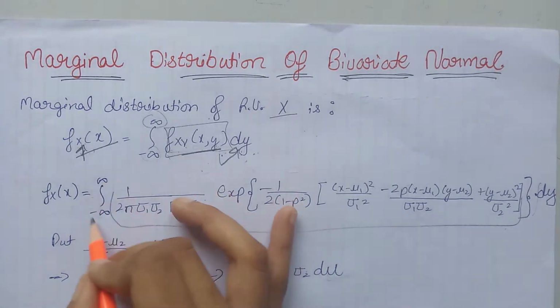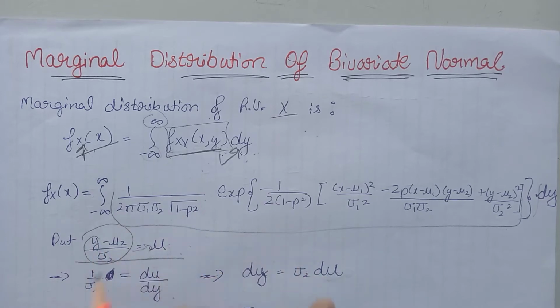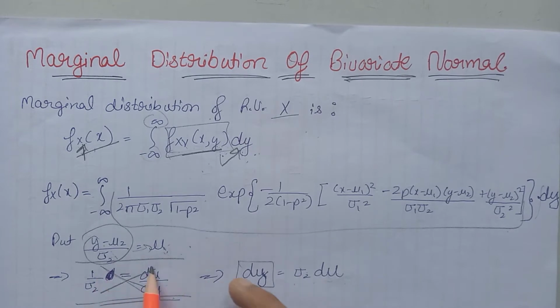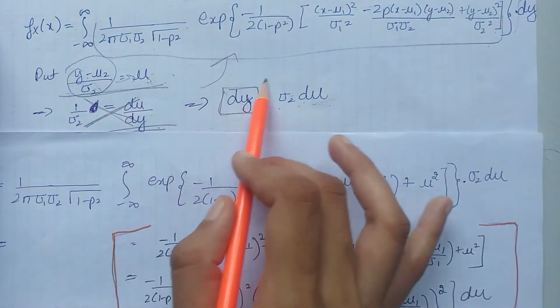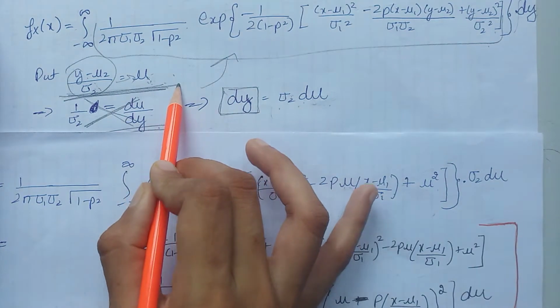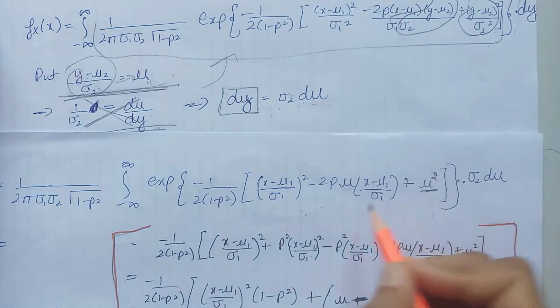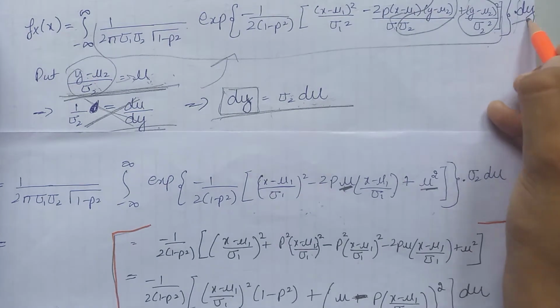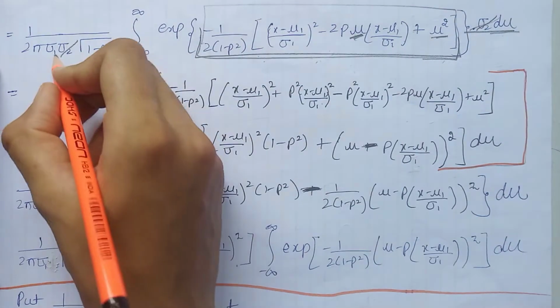Now for making this integration easier, we will use this substitution. That is, in place of this value we will write only mu. After differentiating both sides with respect to dy, we get this term, and after cross multiplication we get dy equals sigma 2 d mu. So now we will use this substitution here. According to this equation, here we write mu square and here only mu. And in place of dy we write sigma 2 d mu. Now we can cancel sigma 2 by sigma 2.